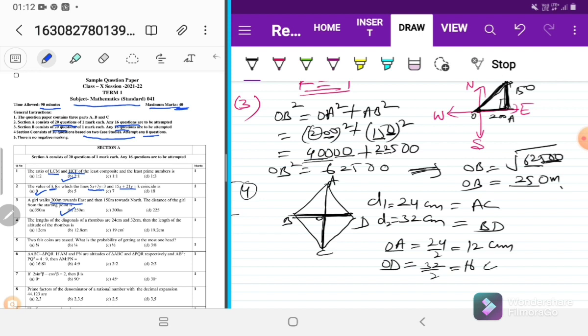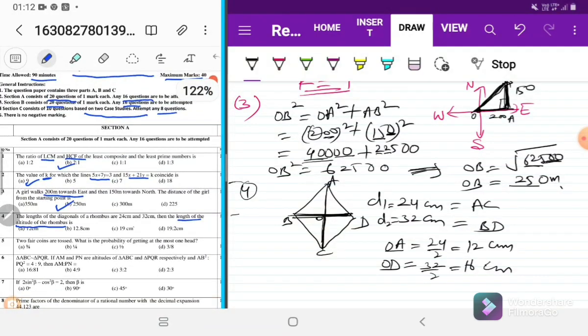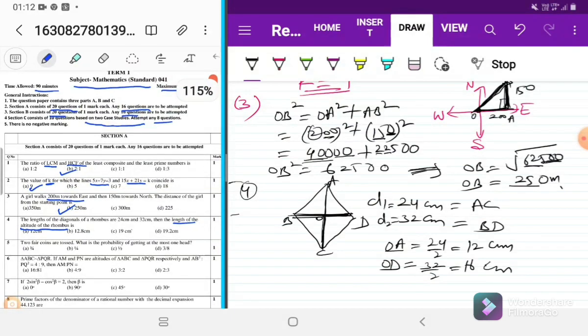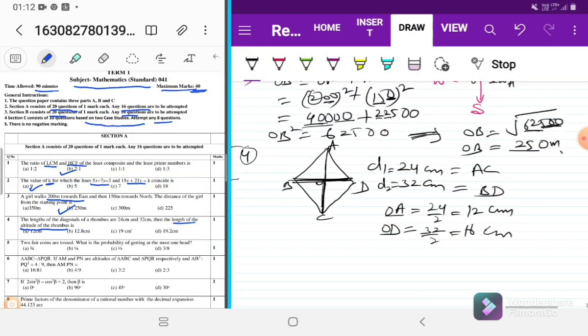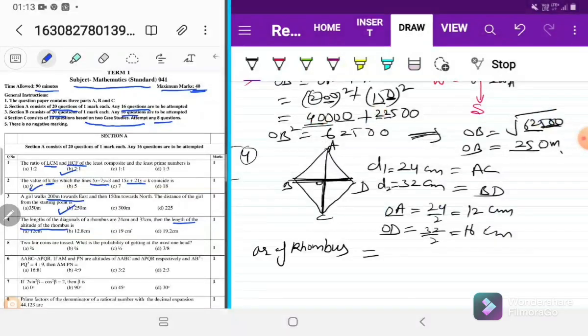Why do I need this? Because what do you have to find? Find the length of the altitude of the rhombus. You have to find the height. Length of altitude means you have to find the height. So first of all, what will we do? We'll write the area. What is the area of the rhombus? We have to find the height. There are two formulas for a rhombus, so we'll apply only the one with which we can reach our goal. We have to find the altitude, which means the height of the rhombus.